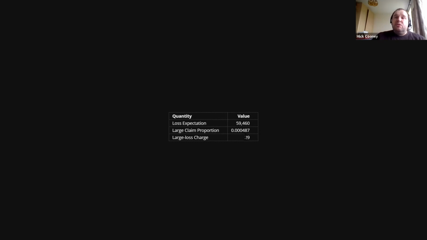We multiply them two together, so we're going to have a large loss charge of about 29. So what we've done there is we've figured what proportion of our book has a large claim, and then given that it is a large claim, what's the average amount? And we can do that because we have a finite mean.